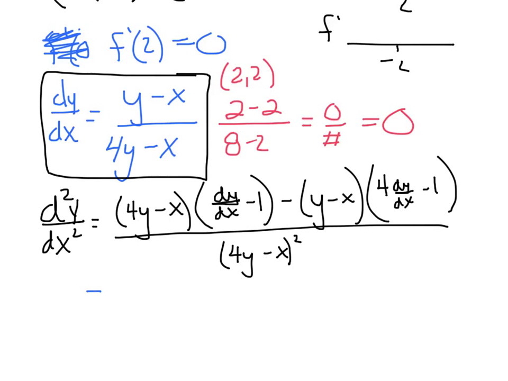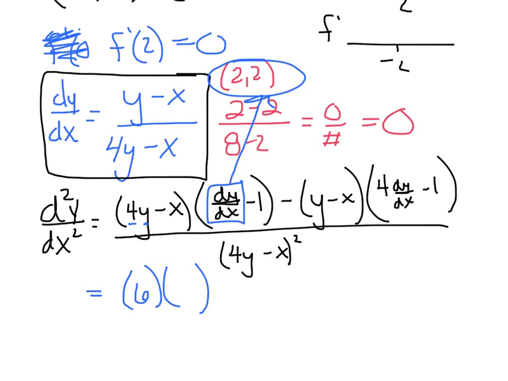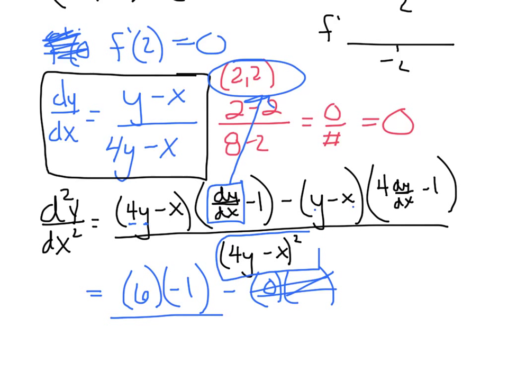Now, I don't exactly totally care what the number is, I just care whether it's positive or negative. So let's carefully plug this point in. 4 times, remember we're using (2, 2), 4 times 2 is 8, minus 2 is 6, times, now what do you know about the slope at (2, 2)? We just said the slope at (2, 2) is 0. So that's going to be times 0 minus 1, which is -1, minus 2 minus 2 is 0, so 0 times, who cares what that is, just 0, all over, what are you doing to your denominator? Well, you're squaring it, so you know that's a positive.